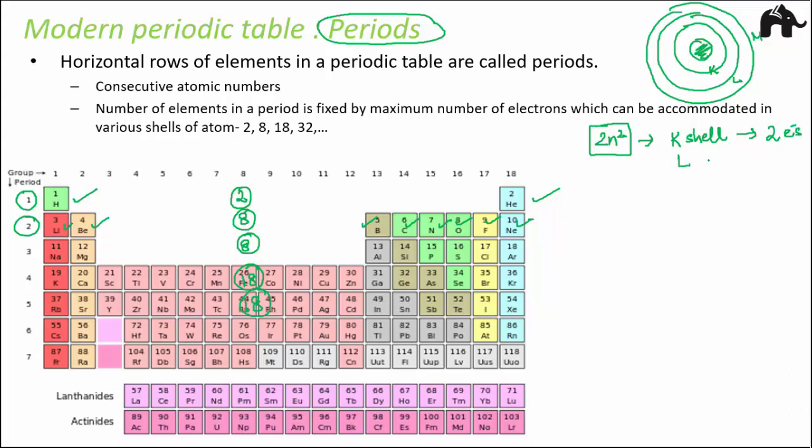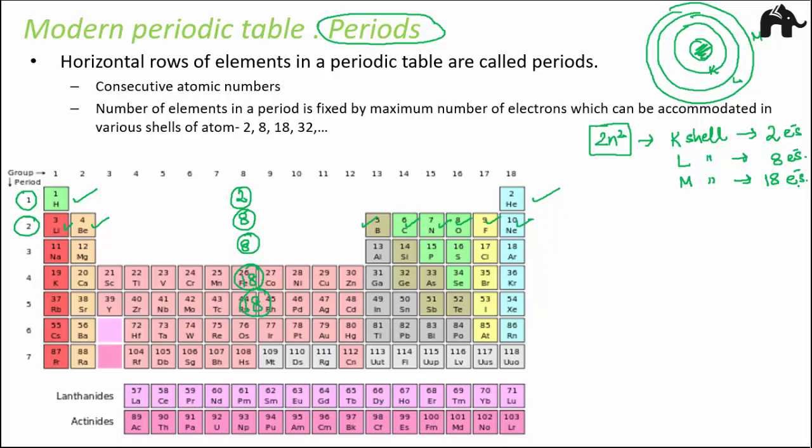If we talk about the L shell, the value of n will be 2. So 2n square will be 8. So in the L shell, we can have 8 electrons. If we talk about the M shell, the value of n will be 3. So this will be 18. So the M shell can have at the max 18 electrons. So in this fashion, we decide how many electrons can be there in each of these shells.